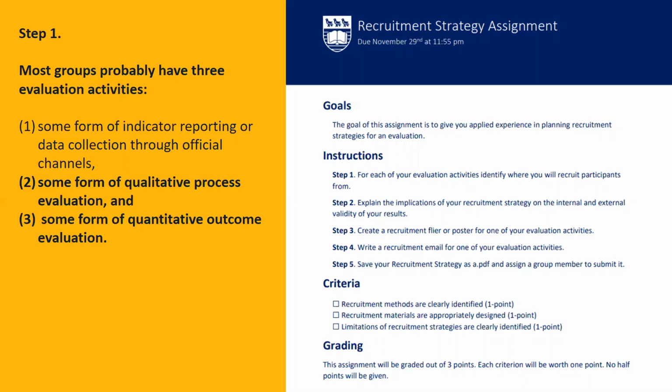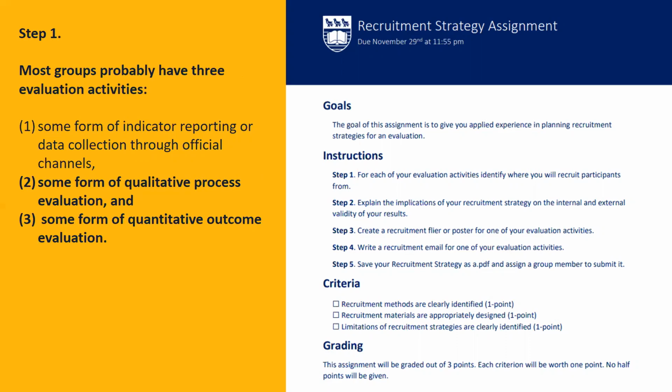Most groups will have that in their project. The next thing is, because it's supposed to be a mixed methods evaluation, most people will have some form of qualitative process evaluation and some sort of quantitative outcome evaluation. So you should identify at least 2 recruitment mechanisms in your study, one for the qualitative process evaluation and one for the quantitative outcome evaluation, and describe those.